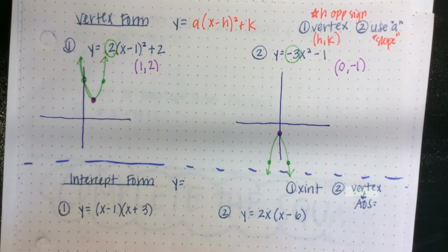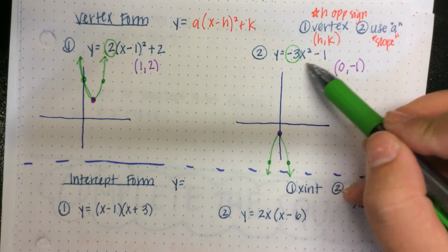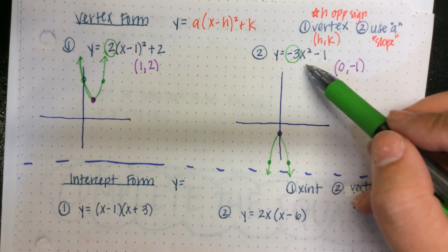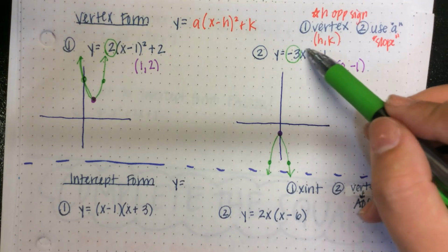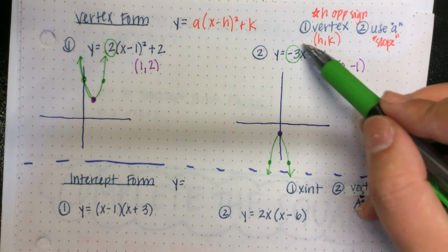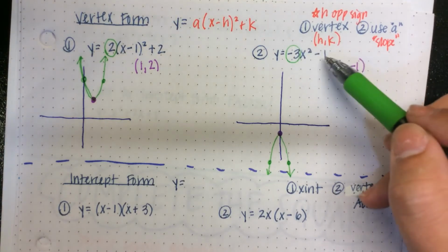Another thing: if you have a form that doesn't have an h, you can consider this to be standard form or vertex form. I personally think vertex form is easier to graph. It's less work. So anytime I have just an x squared in there with no x term, I consider it to be vertex form.